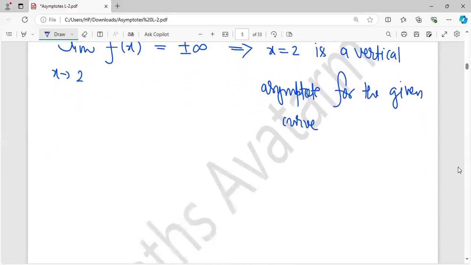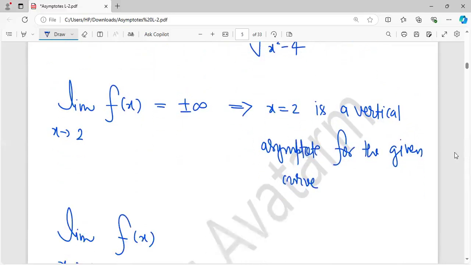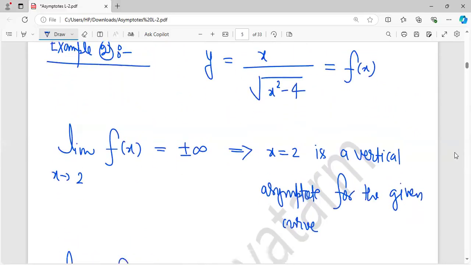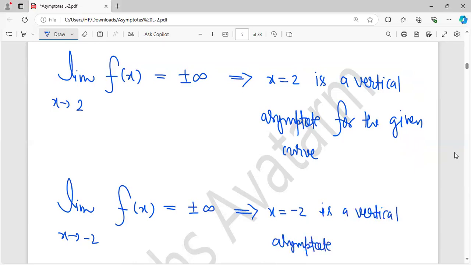Now similarly check limit x tends to −2 of f(x), because the denominator is 0 if and only if x is plus-minus 2. You put the denominator equal to 0, you will get x value plus-minus 2. That is why we are calculating like that. This is also plus-minus infinity. So this implies x = −2 is a vertical asymptote for the given curve.